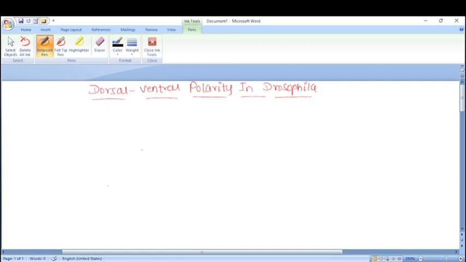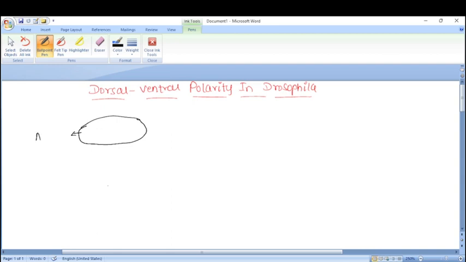In the previous video, we already discussed anterior and posterior axis formation in Drosophila. In this video, we are going to discuss dorsal ventral polarity in Drosophila. Already we know which one is the anterior region and which one is the posterior region. We'll see now which one is called the dorsal and which one is called the ventral.